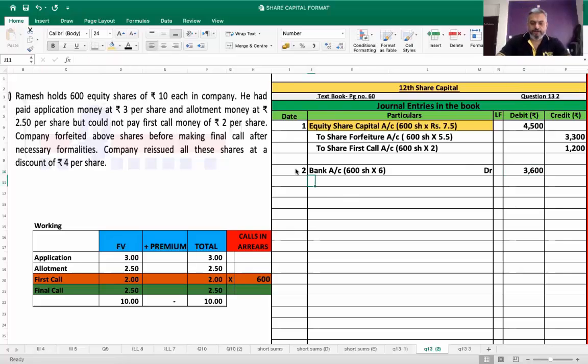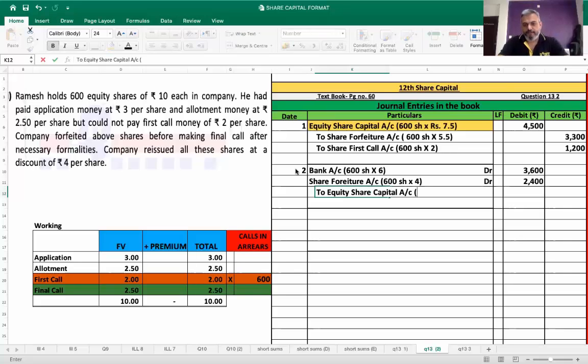So 3,600. Then share forfeiture account debit, 600 shares into rupees 4 per share. So 2,400 shares. Now 2, equity share capital.